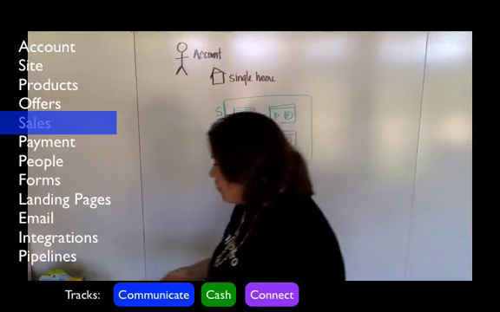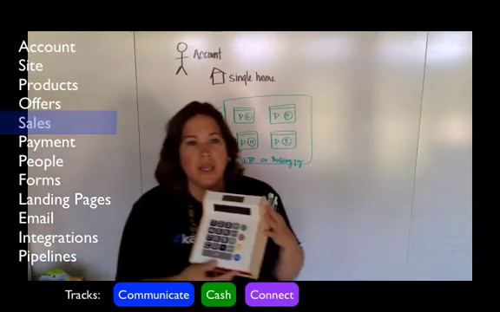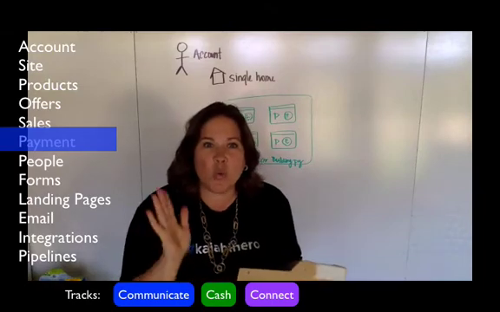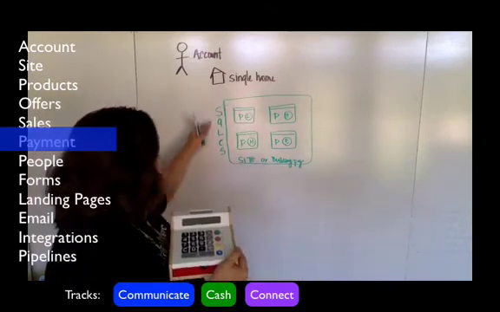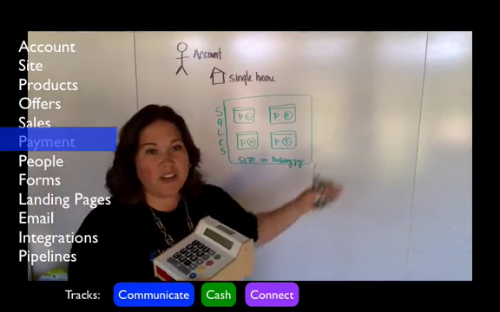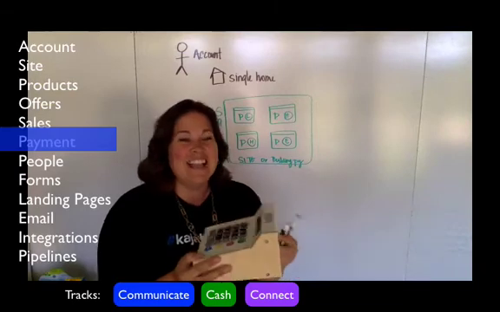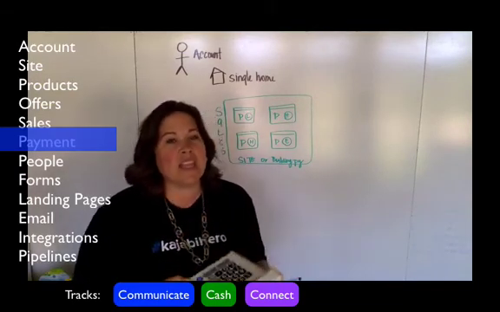Now, the other part of cash is payment. Okay? Having children comes in so handy for understanding. So payment, this is great. I've got a sales page, I've got products, I've got offers. I'd like some money. So payment is taken right.